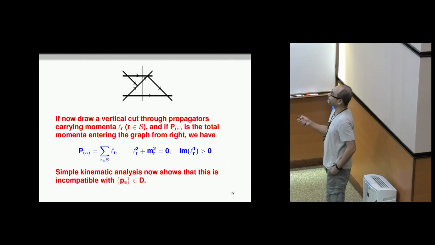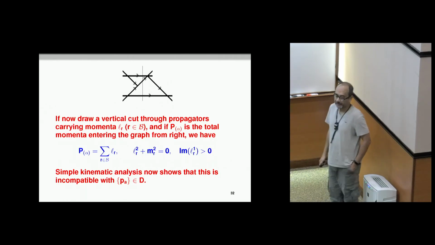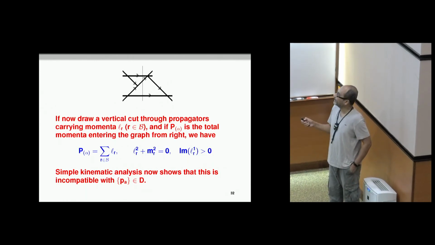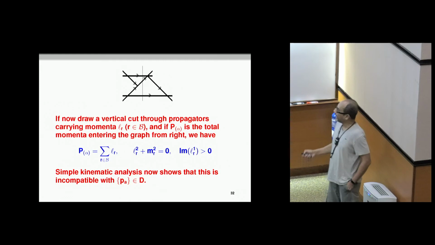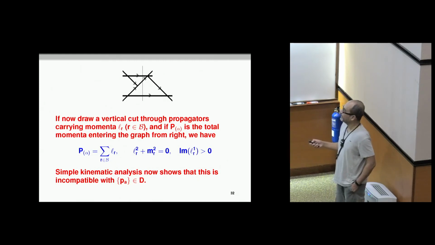So now, again, let's draw a vertical line. Take the collection of propagators that this line intersects, and you have the following relation. P alpha, which is the total momentum that is flowing from the left, is the sum over the l_r's. That's by momentum conservation.